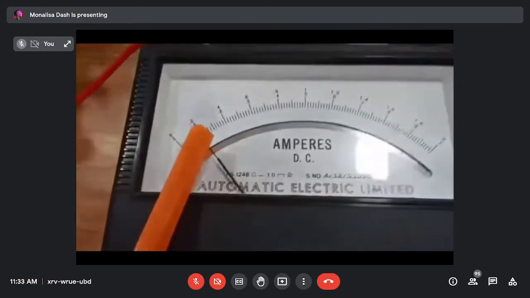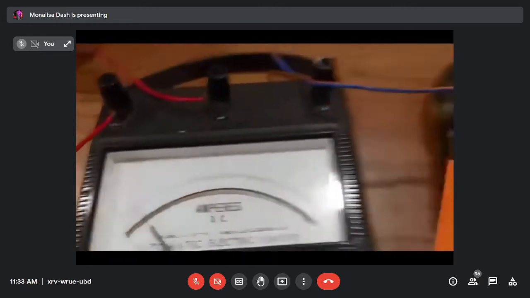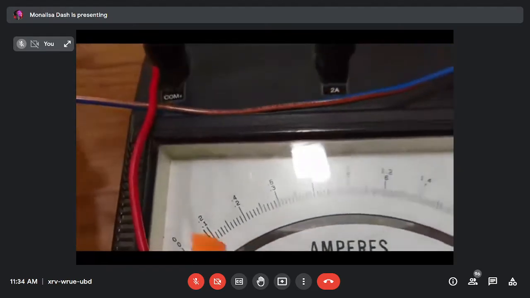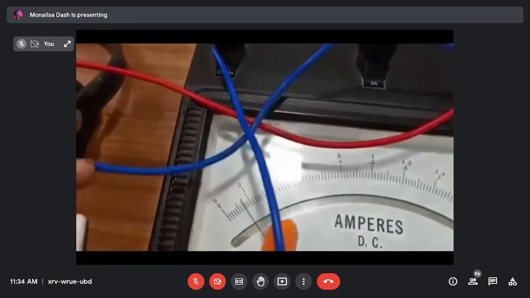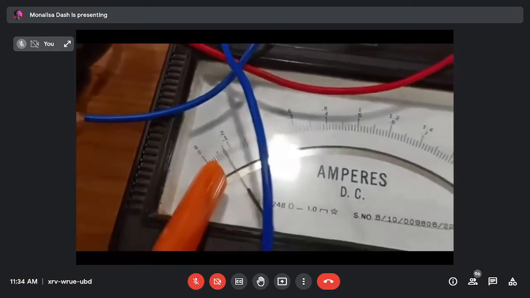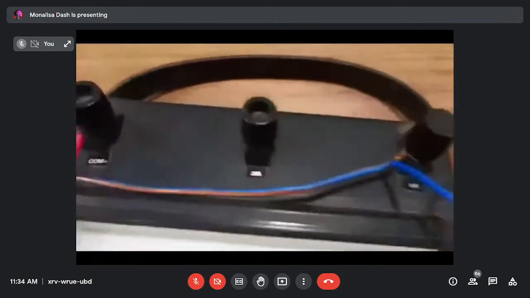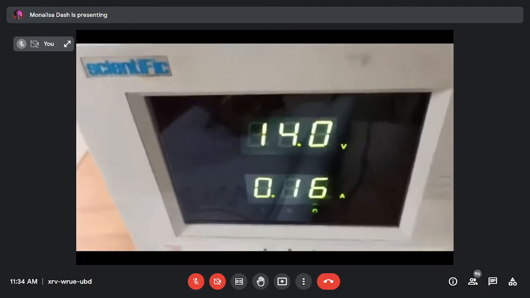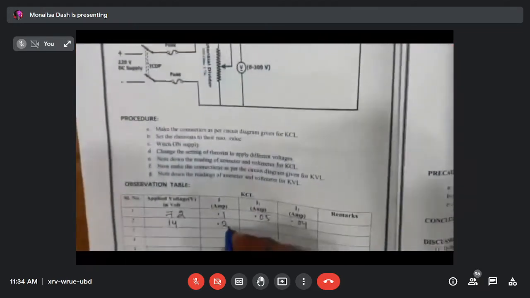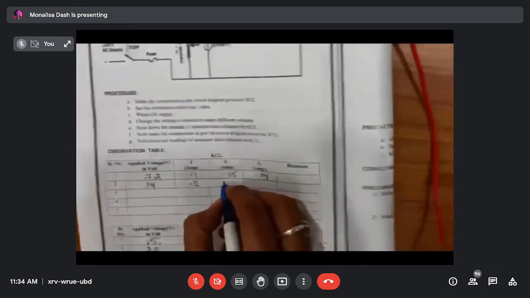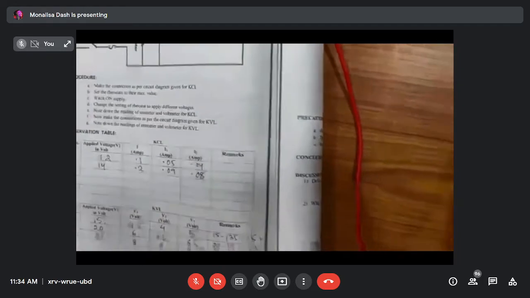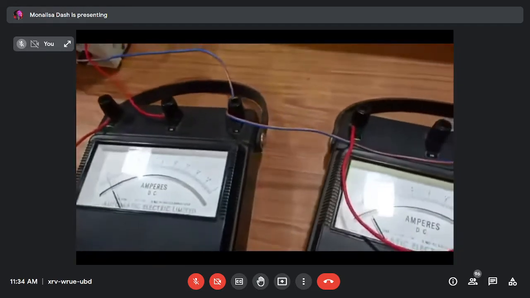This is 0.2 upper scale. This one is 0.09, and this one is 0.08. Voltage is 14 volt, applied voltage is 14, I is 0.2. Second reading is over.